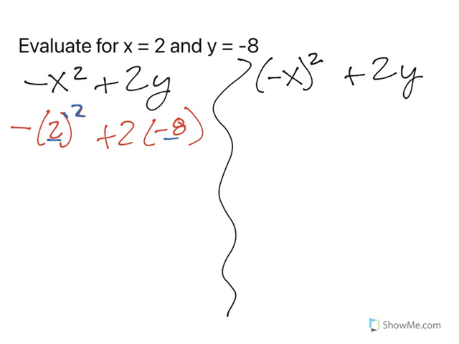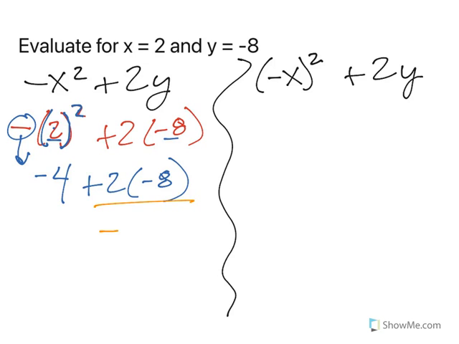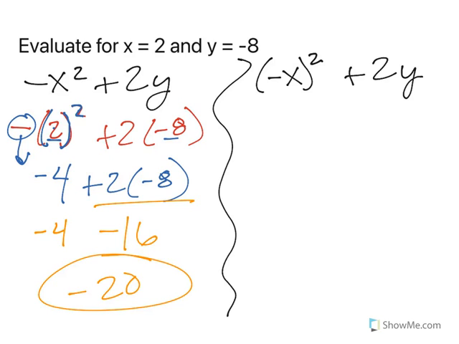Notice the 2 is touching the parentheses. So it's just 2 squared, which is 4. This negative comes down for the right. So plus 2 times -8. 2 times -8 is -16. So -4 minus 16 is -20.